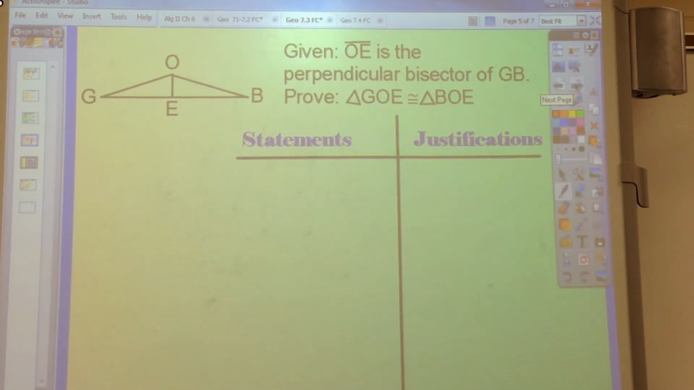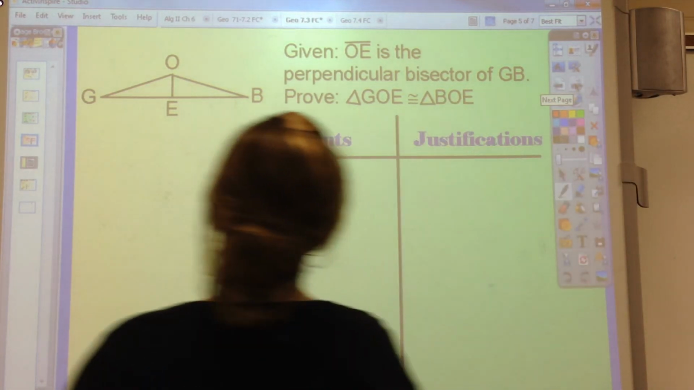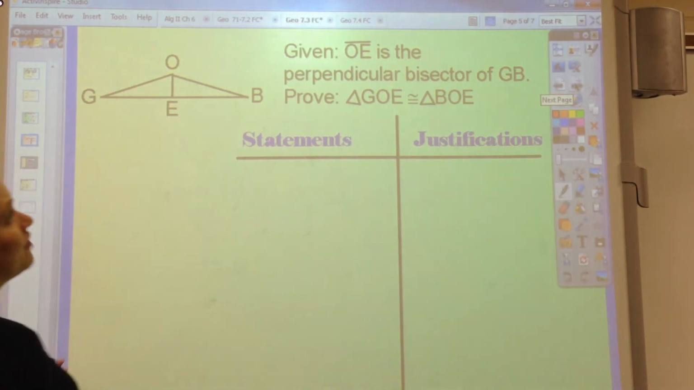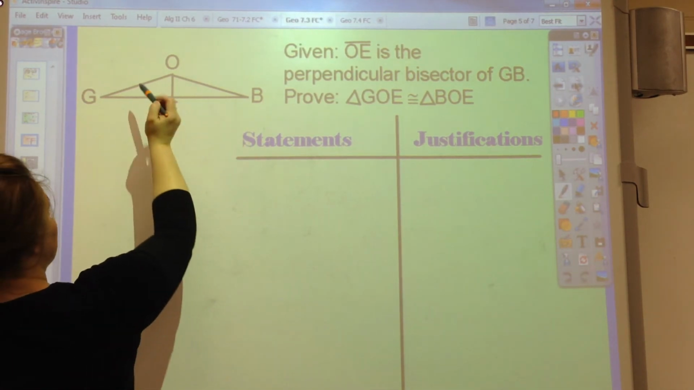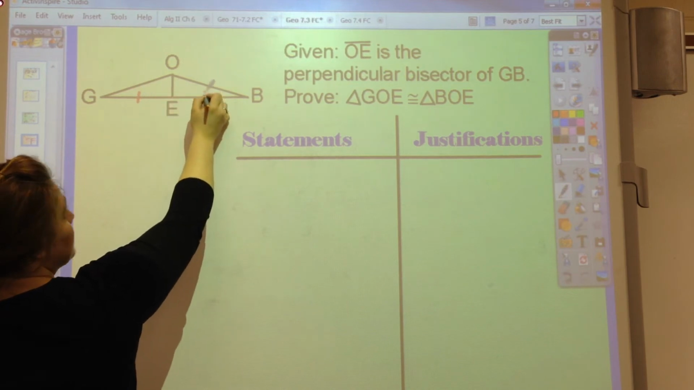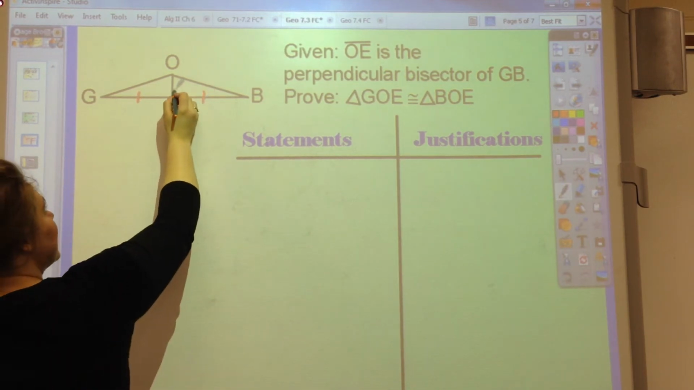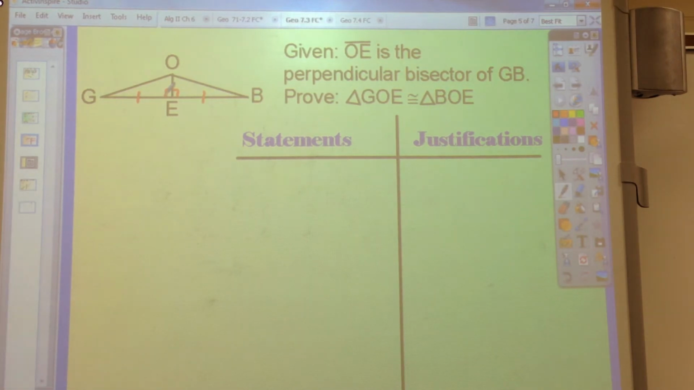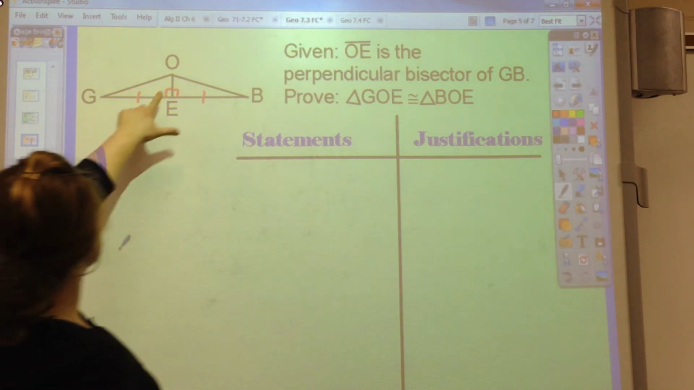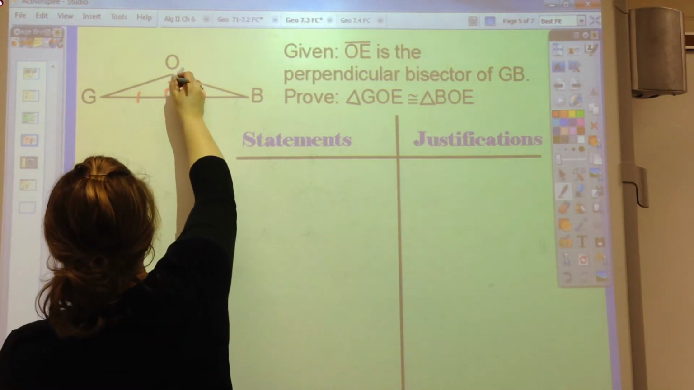If OE is the perpendicular bisector of GB, we want to prove these two triangles are equal to each other. So we're going to start off by drawing in all the information that we know. If OE is the perpendicular bisector, I know that these two segments must be equal, and I know that these two angles must be equal. Would you agree with that? Now, what else is given to me by the figure? What else can I see just by looking at it? Hopefully you notice that they share this side length in here.